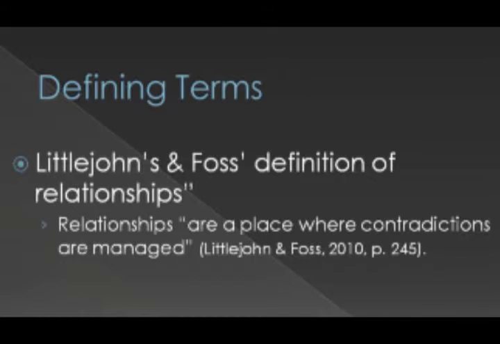Relationships, according to Littlejohn and Foss, are a place where contradictions are managed. Therefore, we can see that the combination of relationships, dialectics, and dialogue forms in such a way that helps us to understand the growth and the purpose for growth within a relationship. We can see that relationships are, in essence, the outer shell, with dialogue and dialectics being ingrained within relationships.